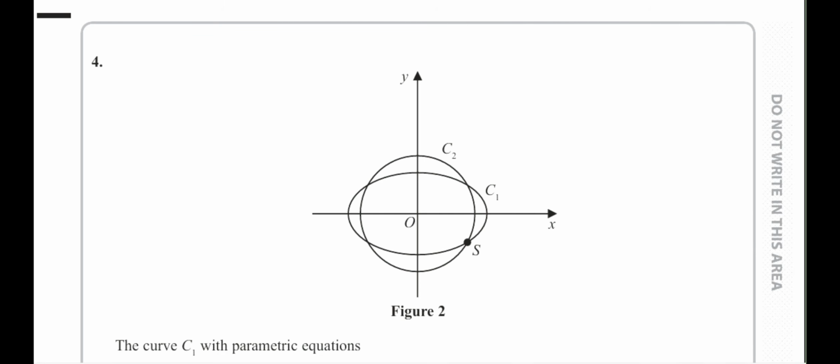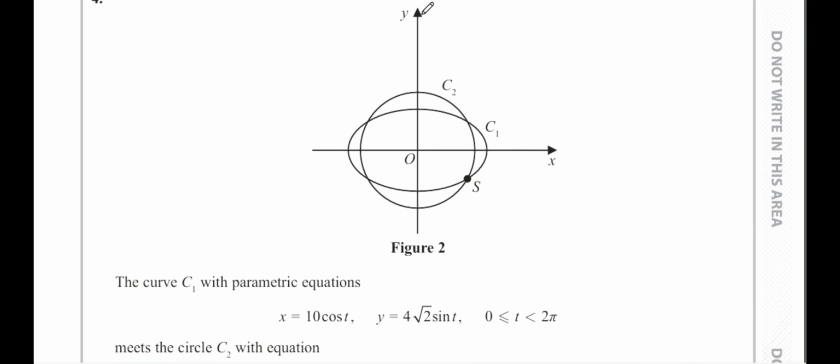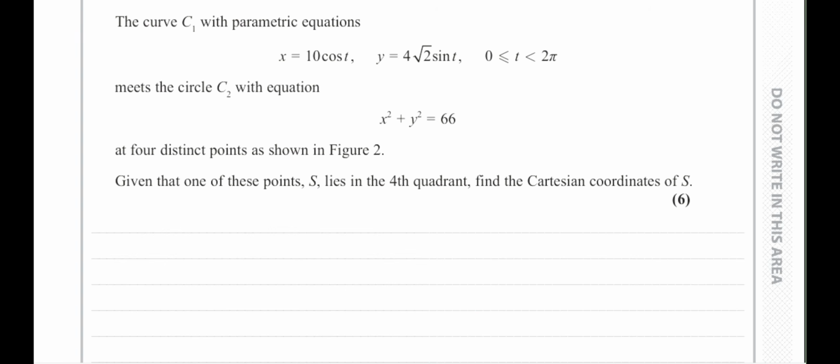Question 4. The curve C1 with parametric equations x is equal to 10 cos t, y equals 4 root 2 sin t, where t is between 0 and 2 pi, meets the circle C2 with equation x squared plus y squared equals 66 at 4 distinct points as shown in figure 2. Given that one of these points, S, lies in the fourth quadrant, find the Cartesian coordinates of S.